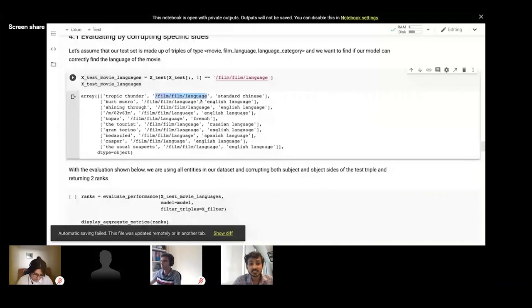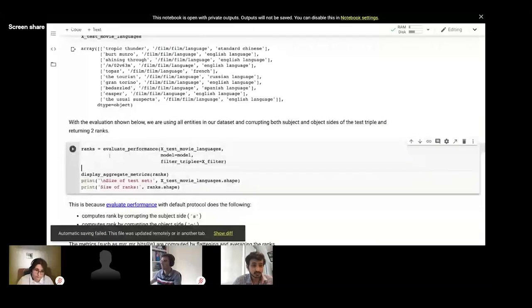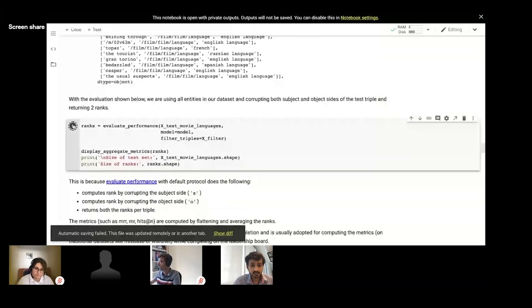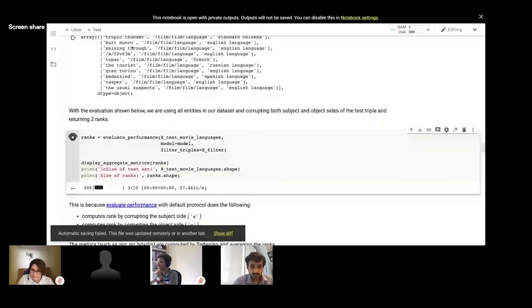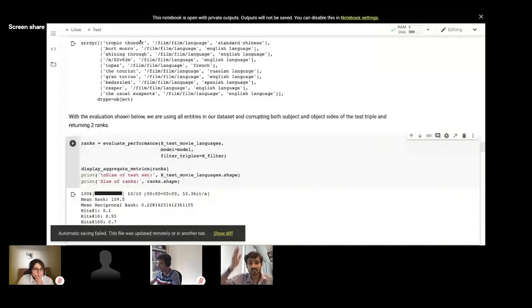And I want to find out the language of the film. So for this movie, which language is it made in? This is what I want to find out. So let's say this is my test set. If we use the standard evaluation protocol, then when I run this, per triple that we had in our test set, it will generate all the corruptions. We had 14,000 entities in our data set, what we saw earlier. So it will replace Tropic Thunder with all 14,000, and it will replace Standard Chinese with all 14,000 entities. Then it will score them and try to rank the true positive triple against all the corruptions. That's how it's done for each and every triple, right?